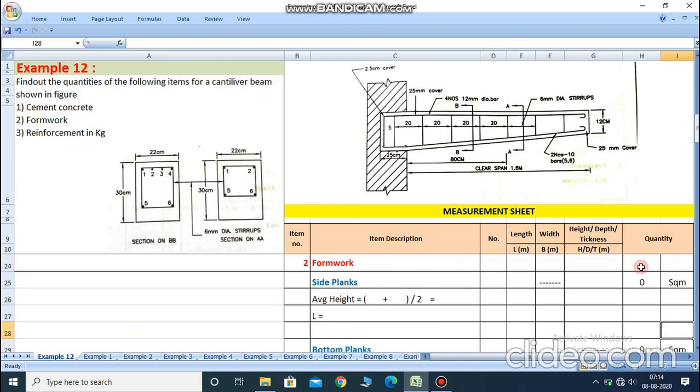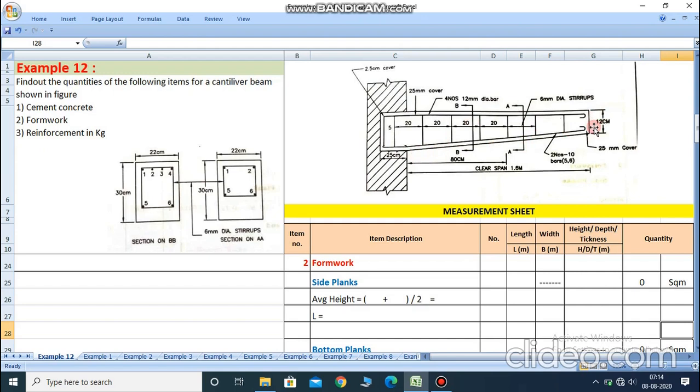Now we start the formwork. Here the formwork is provided at the sides, means this side and that side. Then we provide the bottom side, where formwork is required, and at the free end, means this side. So formwork is provided on these three sides.